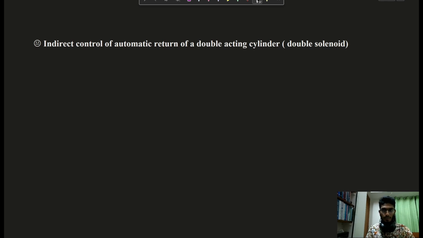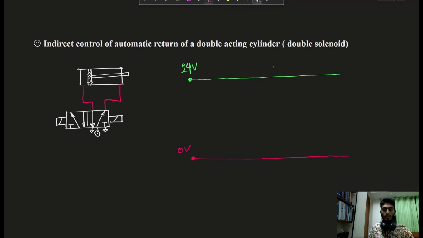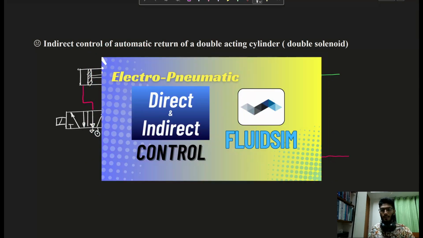First, I need a double acting cylinder and a solenoid operated DCV. So here I have this double acting cylinder and a 5x2 DCV which is solenoid operated on both sides. Now let's do the electrical part. I already discussed direct and indirect control in this video. You should watch that.